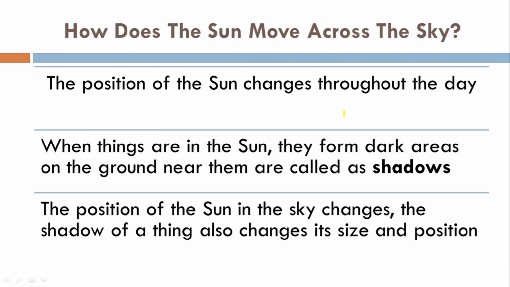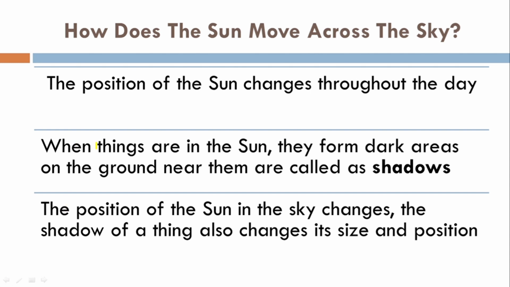When you go outside, starting in the morning, you will find that time by time, minute by minute and hour by hour, the position of the sun will change from when it rises until it sets. It happens because the earth moves around the sun. So that's why the position of the sun will change.